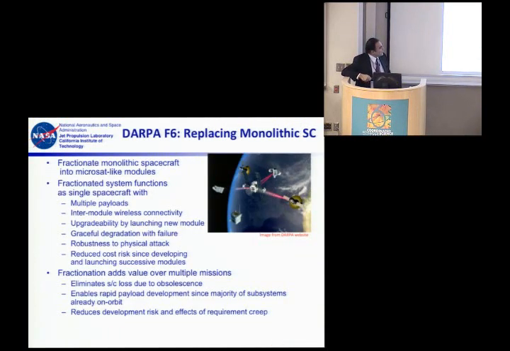So I did mention most of these. Fractionation is now becoming a theme that we're picking up from the NASA perspective, and it gives us a lot of robustness and fault tolerance that we really would like to build into our future systems.